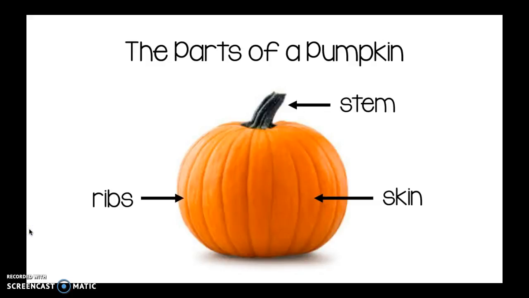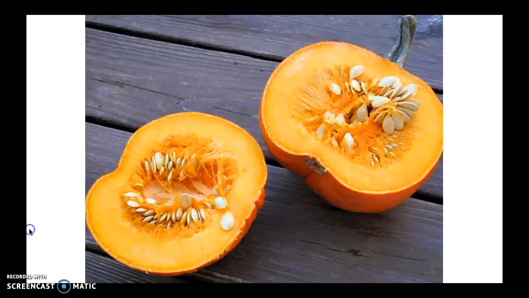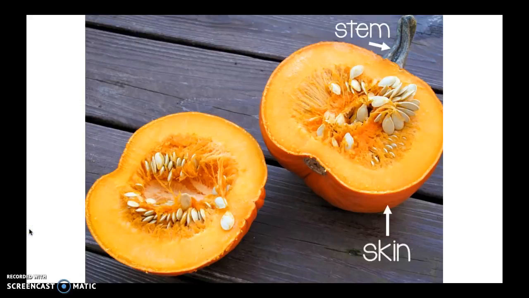Next are the ribs. The ribs are these lines going up and down the pumpkin. They go all the way around. Here's the inside of a pumpkin. There's the stem again, and the skin. And look, we have seeds. Seeds in a pumpkin are white and they're about the size of your fingernail. Remember when we learned about apples? Apples only had 5 seeds and they were shaped like a star. In a pumpkin, there's a lot of seeds.